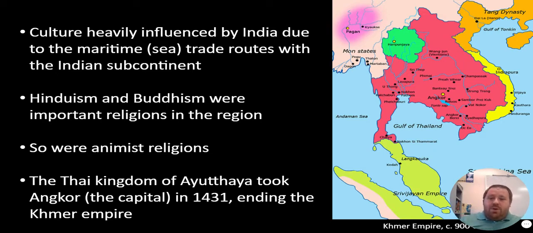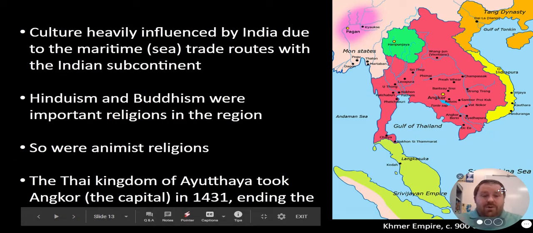Hinduism and Buddhism were important religions in the region. So were animist religions, those religions that believe in spirits that control everyday life. Those are more traditional religions, more kind of native religions of the area that aren't these big worldwide religions. They're more local religions. So those are important as well, even still. But Hinduism and Buddhism are the main ones.